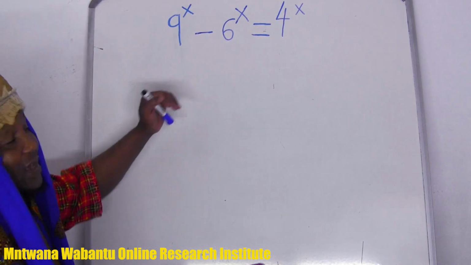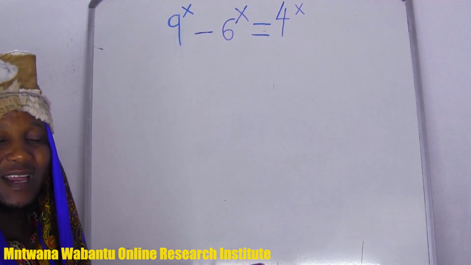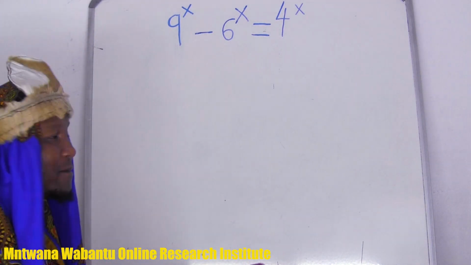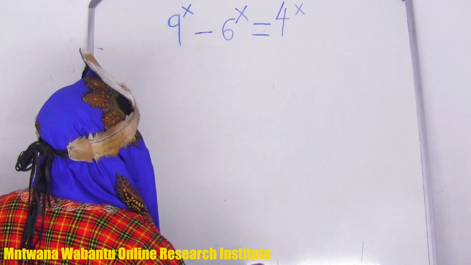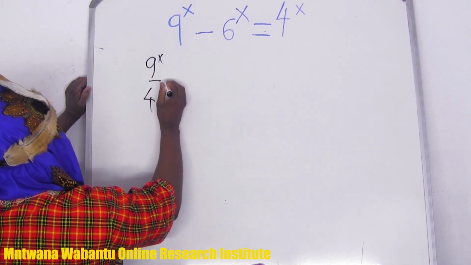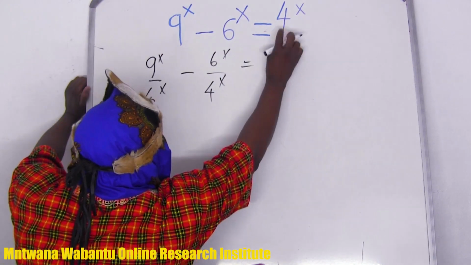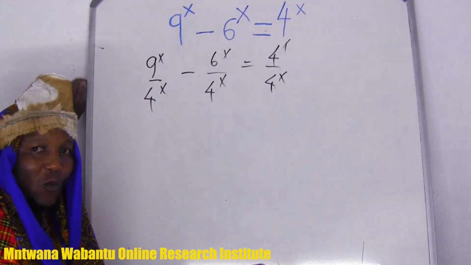Find the value of x. There are a lot of approaches you can use to solve this question, but I'm going to solve it my own way that I think can be accurate. First and foremost, I'm going to divide throughout by 4 power x. So I have 9 power x over 4 power x minus 6 power x over 4 power x, and 4 power x over 4 power x is going to give us 1.